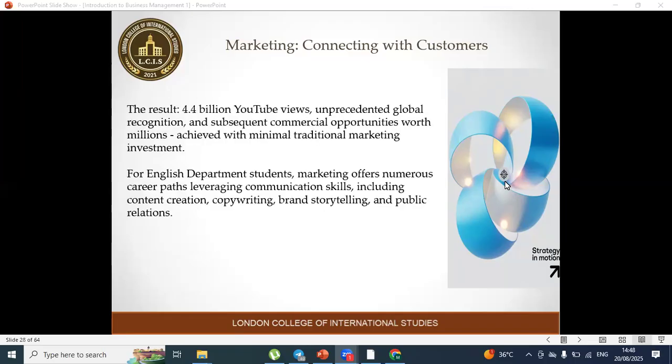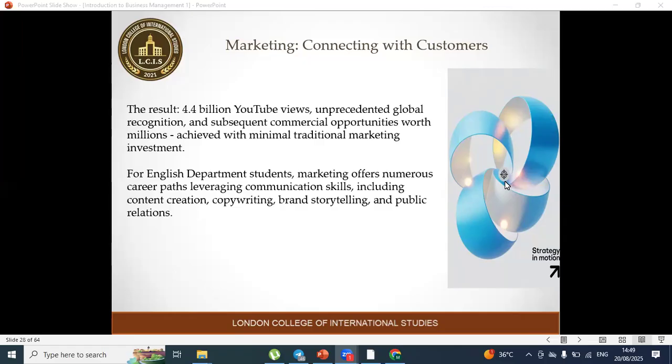So the results: 4.4 billion YouTube viewers, unprecedented global recognition, and subsequent commercial opportunities worth millions achieved with minimum traditional marketing investment. It's out of money, millions and millions of dollars, just one song. And of course, it's not so easy to get 4.4 billion viewers for one song. It's not so easy. It's unprecedented. It's one of a kind, of course.